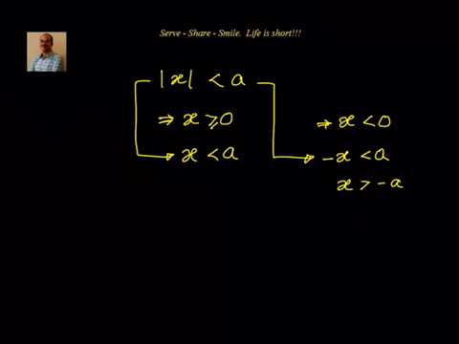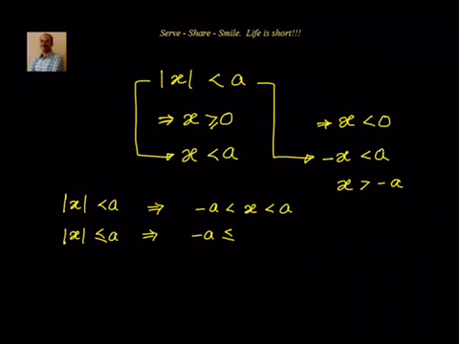So, what's the meaning of that? x less than a, x greater than minus a can be written together as minus a less than x less than a. So, whenever you see modulus of x is less than a, that means minus a is less than x less than a, we can write that. Suppose instead it is modulus of x is less than or equal to a, then equal to also will come here: minus a less than or equal to x less than or equal to a. I hope this is clear.